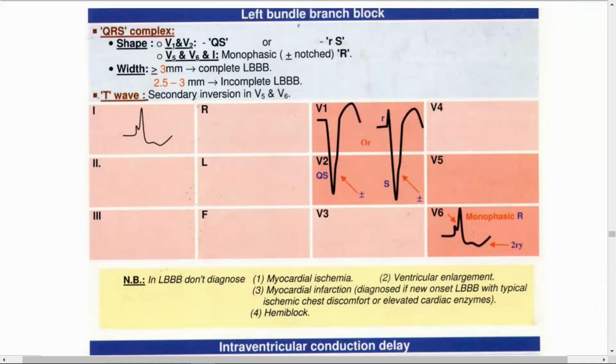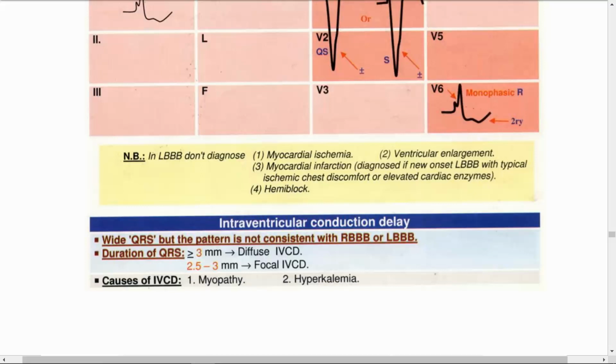Just to memorize. The QRS normally is less than 100 milliseconds, okay, between 100 and 120. If it's more than 120, it's bundle branch block, either left or right. If less than 100, it's normal. If between 100 and 120, it will be not partial, intraventricular conduction delay. Okay?